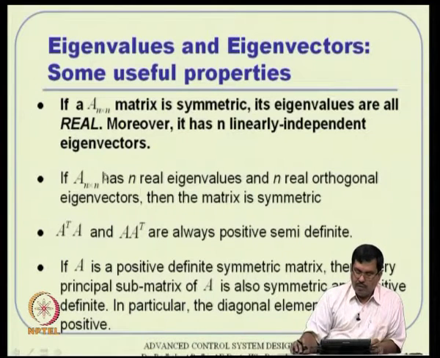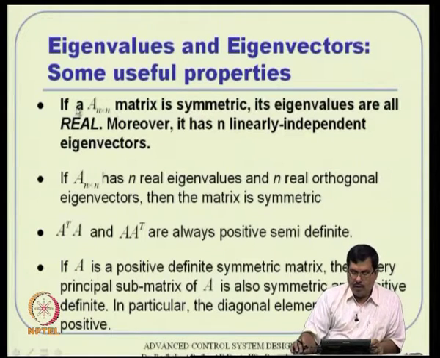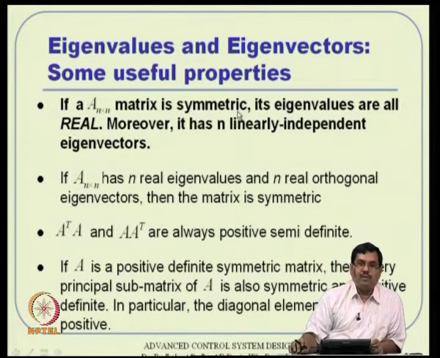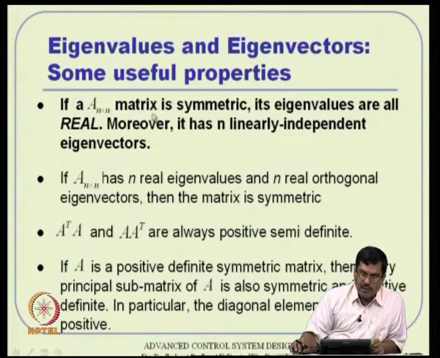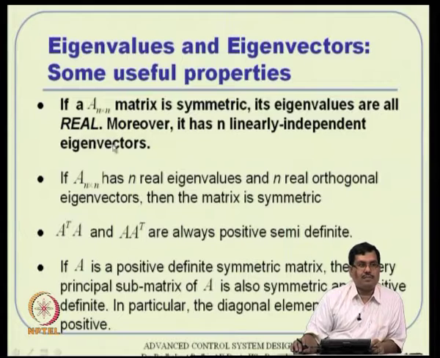Okay. Now, the next big property which is very useful to us tells us that if a square matrix is symmetric, then the eigenvalues are all going to be real. It is a very powerful result actually. If I know that a matrix is symmetric, then I can say for sure that the eigenvalues are guaranteed to be real. So, the complex conjugates and other things will not appear, the eigenvalues are not going to be complex at all. Moreover, it will have n linearly independent eigenvectors as well.